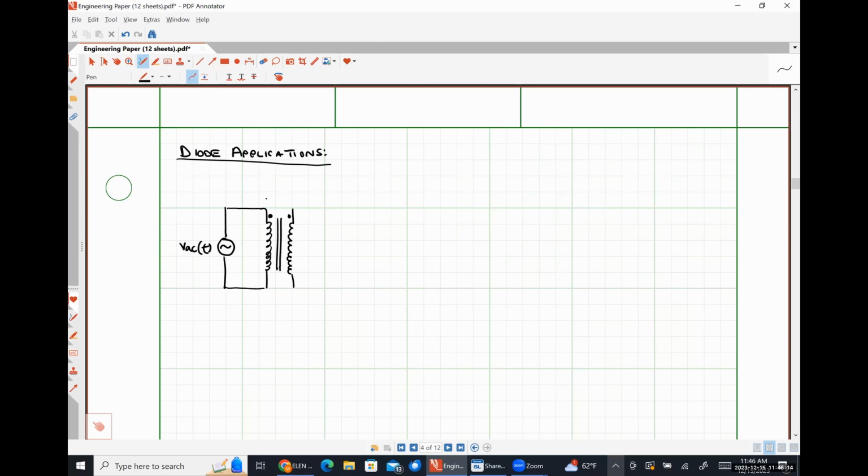Like so. Here's N1, here's N2. And typically speaking, this would be a step-down transformer. So this might be represented with 120 volts RMS. And then across here, this might be 12 volts RMS, something like that. We would feed the output of our transformer into a diode rectifier circuit, which will be this block for now.